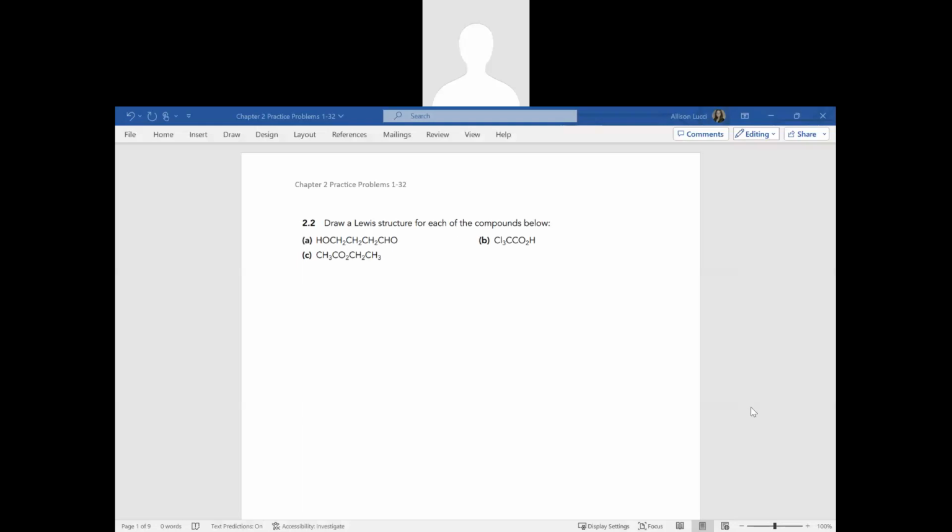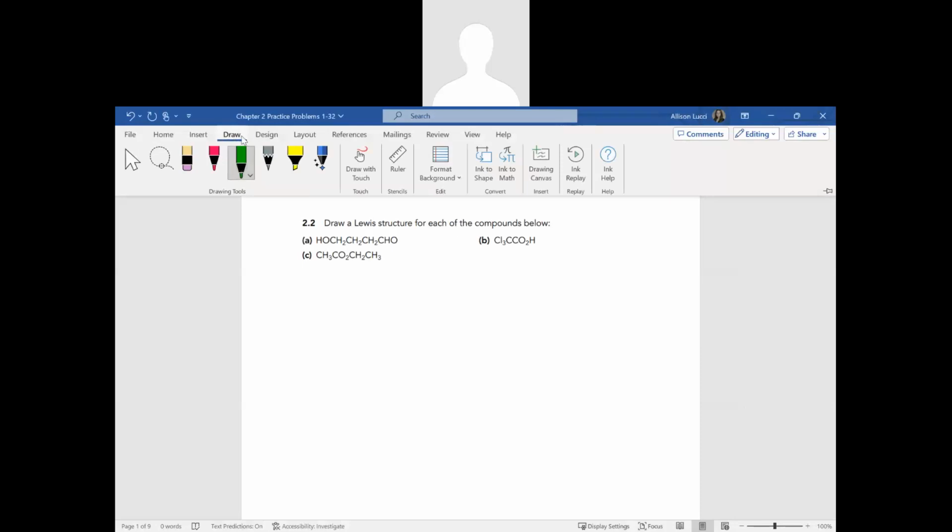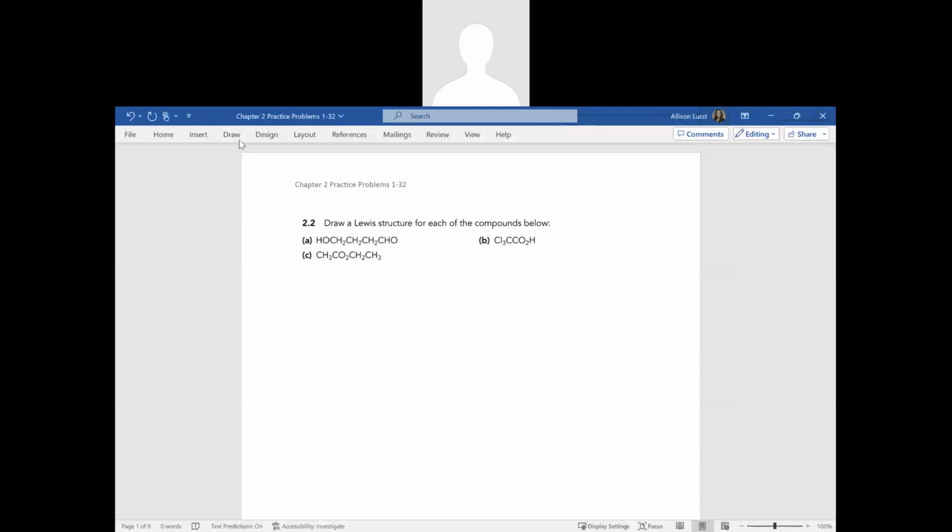Problem 2 is very similar to problem 1. It asks us to draw a Lewis structure for each of these compounds listed below. So let's take a look at compound A here and see if we can do that. Just like in problem 1, we're going to start with drawing the carbon chain and any atoms that are bonded to that carbon chain.